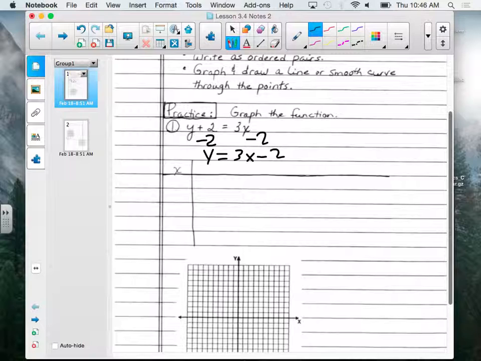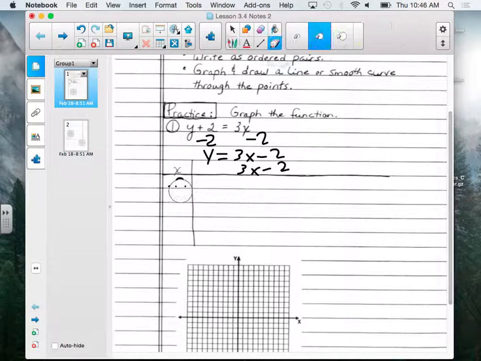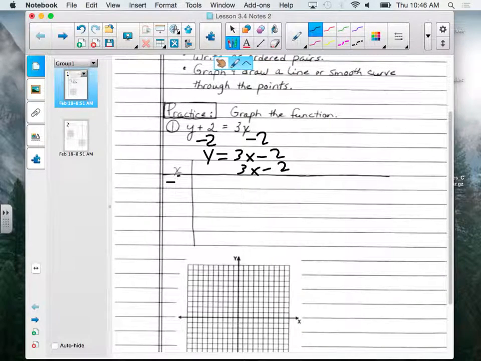So make your table with your x, and then write your function rule right there. So now they are not giving you values. You have to come up with your own. And like it said up at the top of your notes, you need both negative and positive numbers. So typically, someone give me a negative number that you would want to use. Negative 2? Okay.